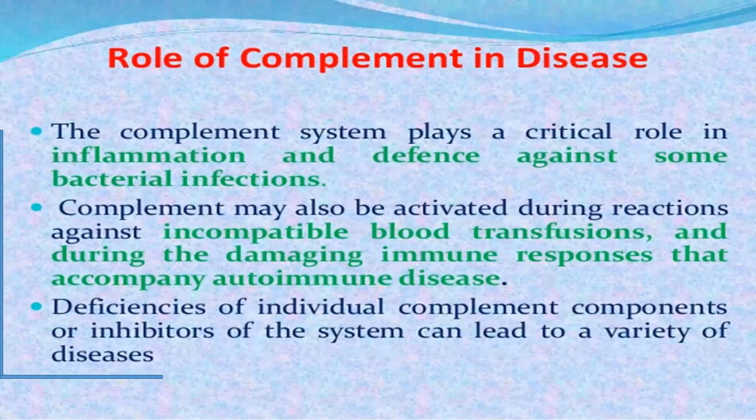The role of complement in disease. Complement systems play a critical role in inflammation and the defense against some bacterial infections. Complement may also be activated during reactions against incompatible blood transfusion and during the damaging immune system responses that accompany autoimmune disease. Deficiency of an individual complement component, or inhibitor, can lead to a variety of diseases.